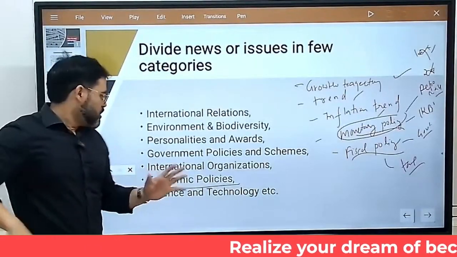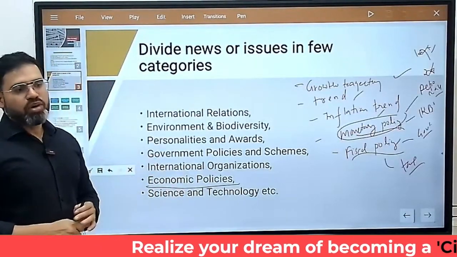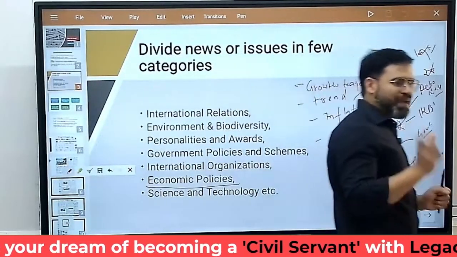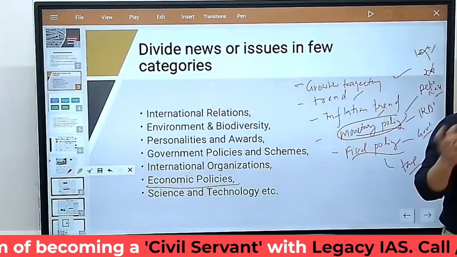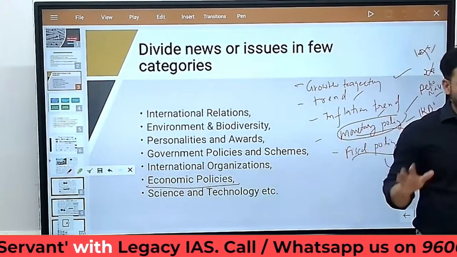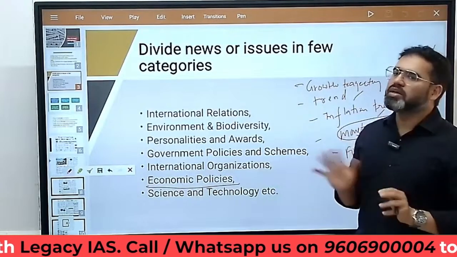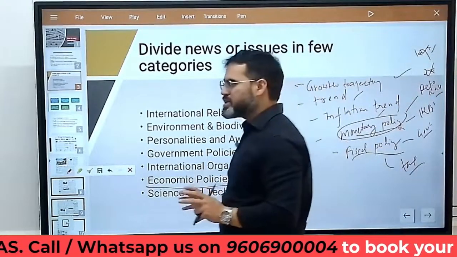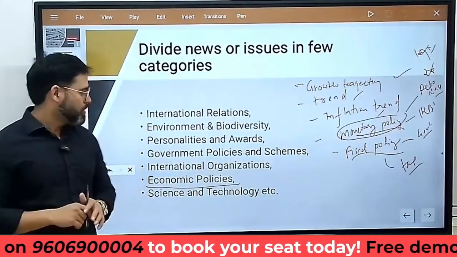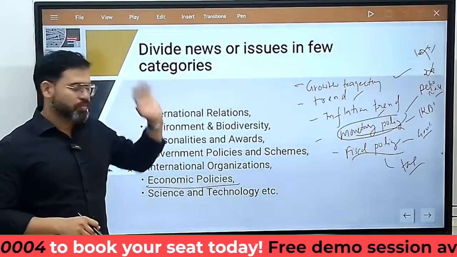So, but you should not focus on numbers. How much repo rate is there, how much reverse repo rate is there, how much bank rate is there, how much cash reserve ratio is there, how much statutory liquid ratio is there, SLR. These things are there. You will read in economy. But numbers are not that important. Important is concept. Correct? Clear in economic policies.